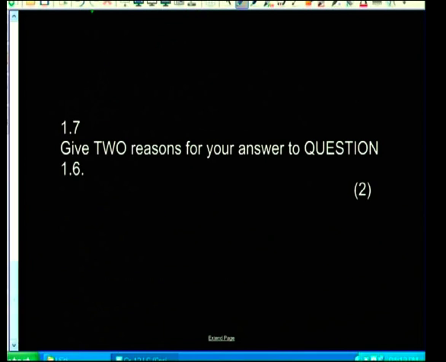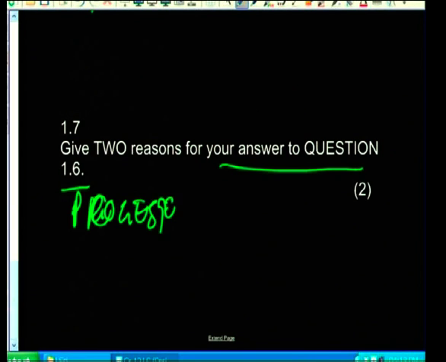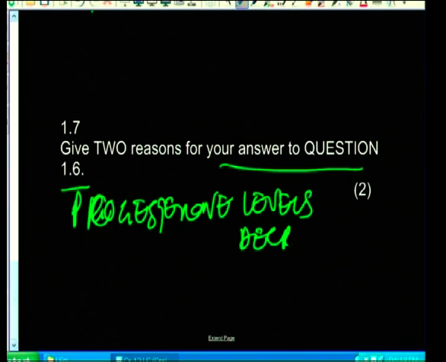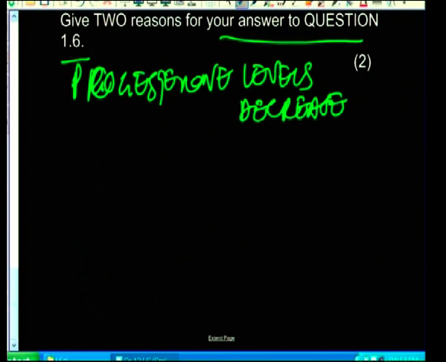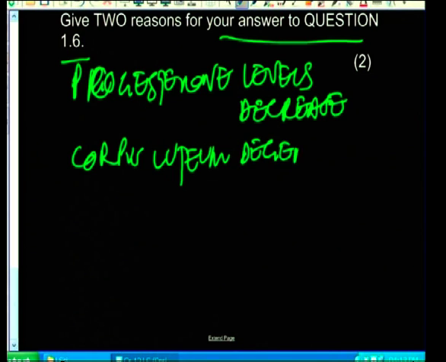And there's, I've already discussed, give 2 reasons for your answer to question 1.6. Why are you saying no there? And the first reason was the progesterone levels decrease. And the second reason is that the corpus luteum degenerates quickly.